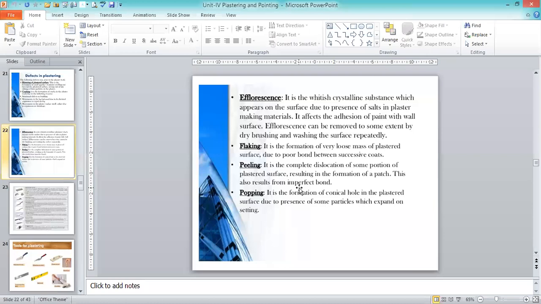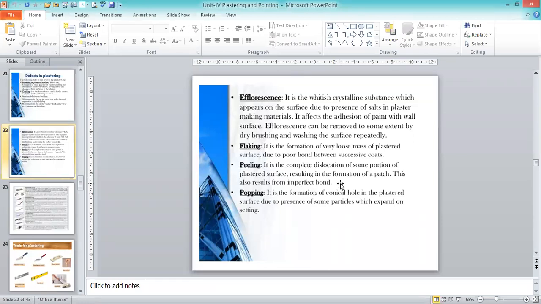Like whatever we discussed, the first point is called blistering. Blistering is on larger exposed surfaces that come out, and peeling occurs both internally and externally. It is the complete dislocation of some portion of the plastered surface, resulting in the formation of a patch. This also results from an imperfect bond.